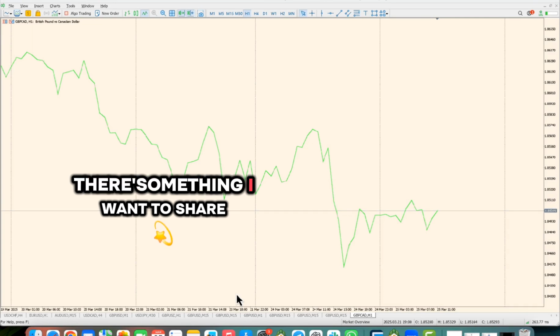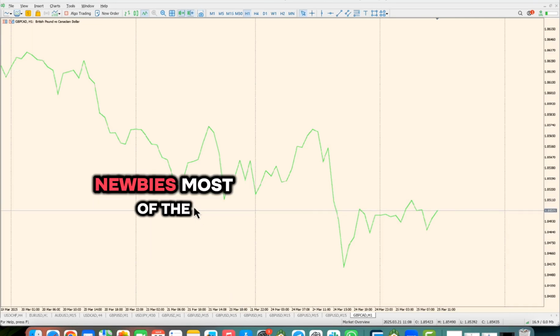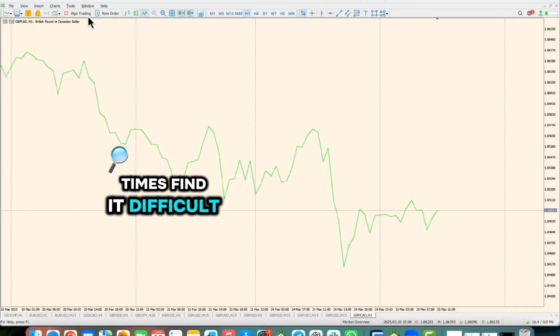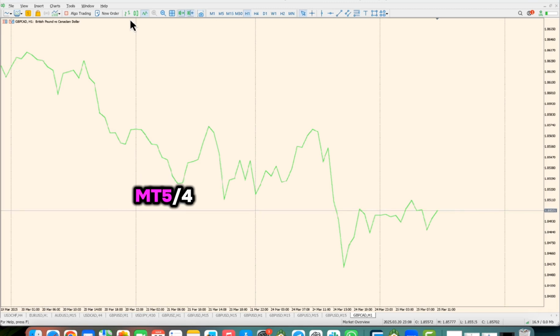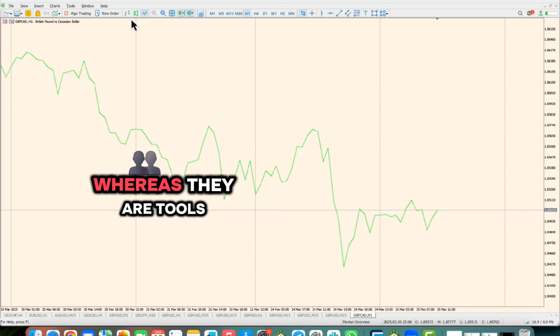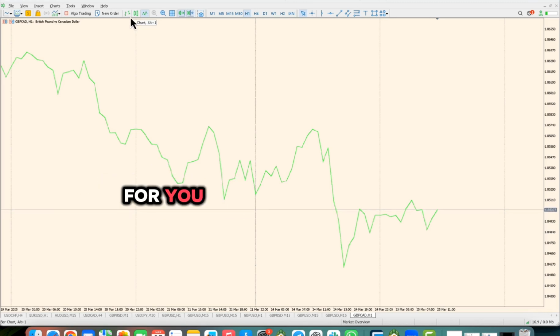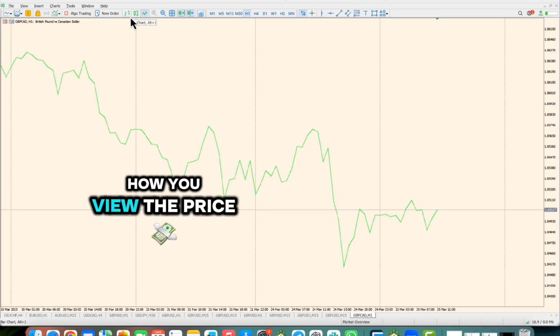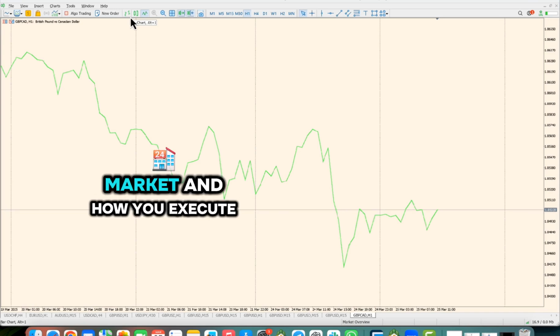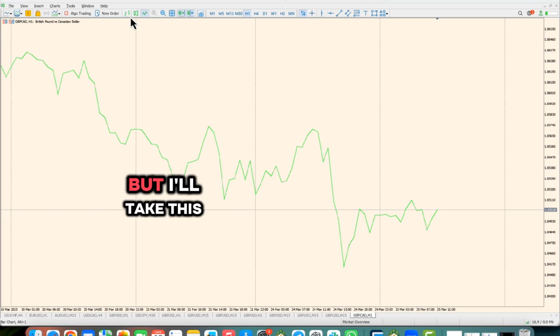There's quickly something I want to share with traders. Newbies most of the time find it difficult to navigate how to use the proper tools on both MT5 and MT4, whereas there are tools that are supposed to help make trading easier for you. I start with how you view the price, how you analyze the market, and how you execute your trade. But I'll take this very simple. I will start with how you see your chart.